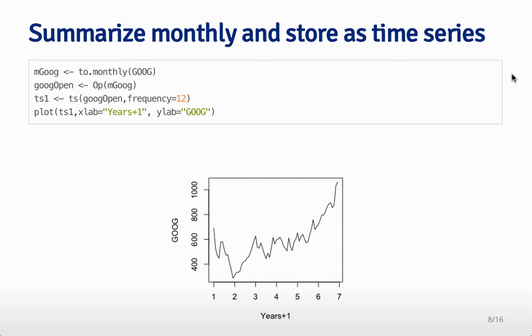So I can summarize this monthly and store it as a time series. I can use the toMonthly function to convert that to a monthly time series. And I can just take the opening information, and then I can create a time series object using the ts function in R. Then if I plot that, I can see here's the monthly opening prices for Google over a period of 7 years.